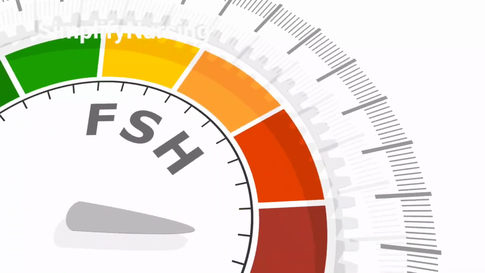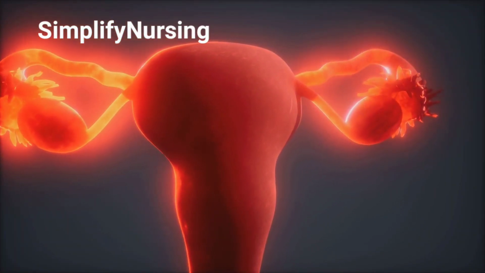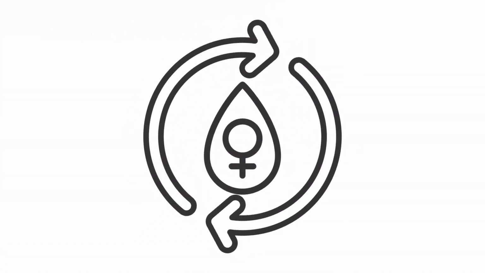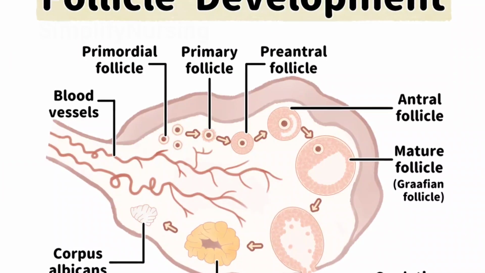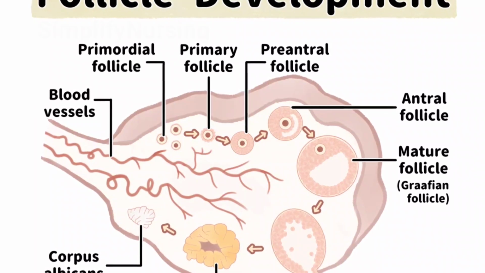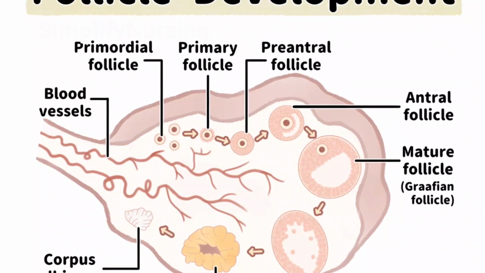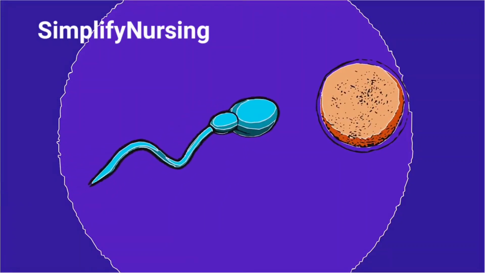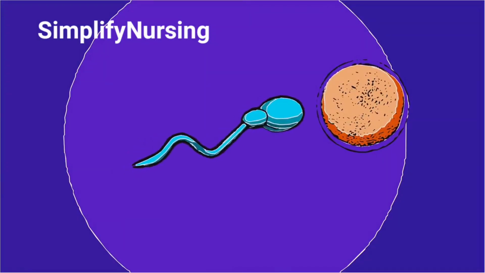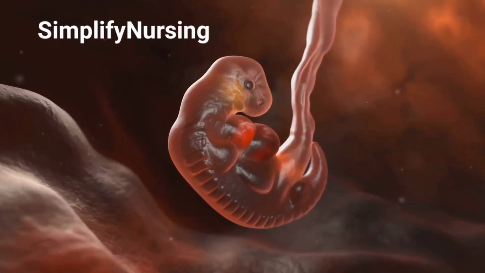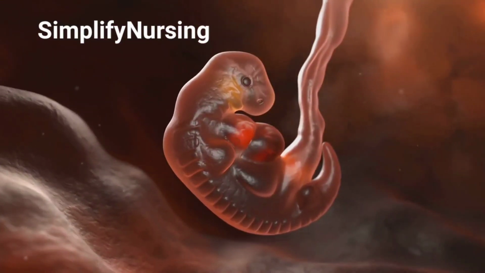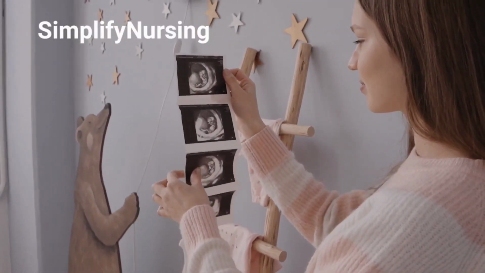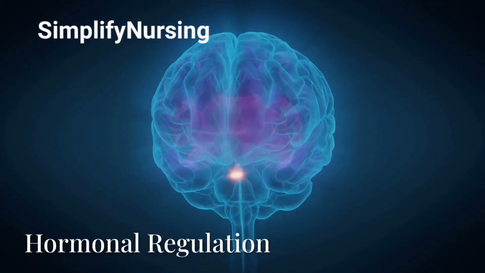Then comes ovulation. This is the release of a mature egg from the ovary, triggered by a surge in luteinizing hormone, or LH. Following ovulation is the luteal phase. Here, the corpus luteum forms from the ruptured follicle and produces progesterone to support the endometrium. Now, if we talk about fertilization, it occurs in the fallopian tubes when a sperm cell successfully penetrates and fertilizes an egg. If fertilization happens, the fertilized egg, known as a zygote, travels to the uterus, where it implants in the endometrium. And finally, pregnancy, which typically lasts about 40 weeks, begins.